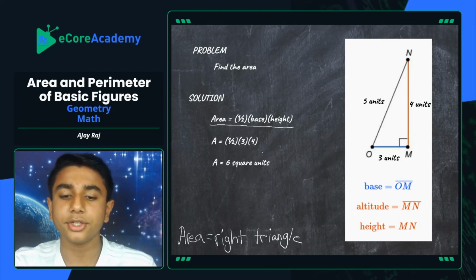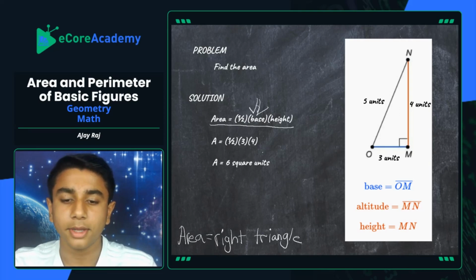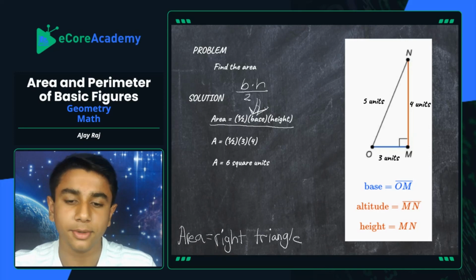Another way of writing 1/2 times base times height is merely base times height, where I'm abbreviating B for base and H for height, divided by 2. You can multiply it that way because of the commutative property of multiplication, which lets you change the order around.